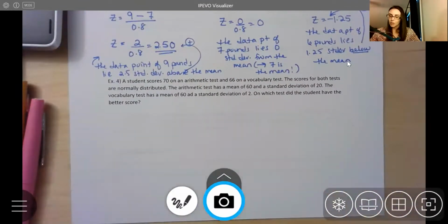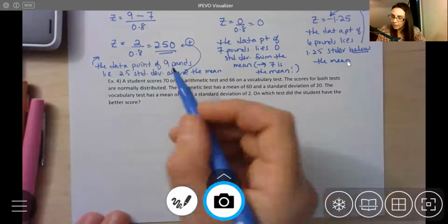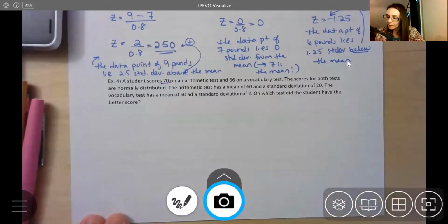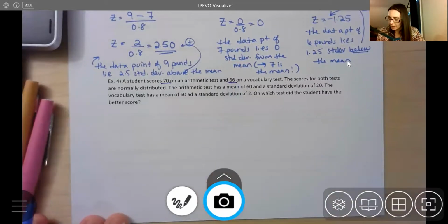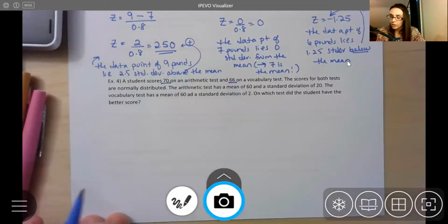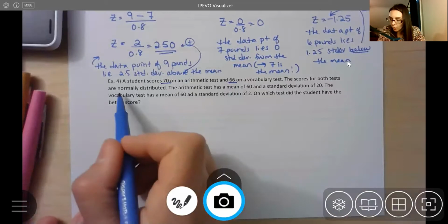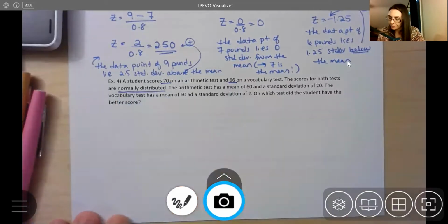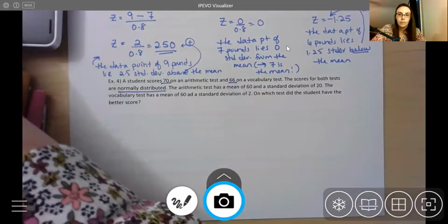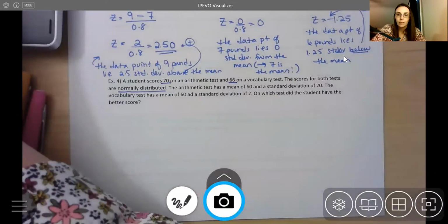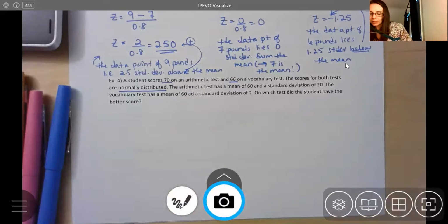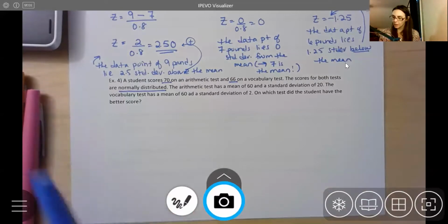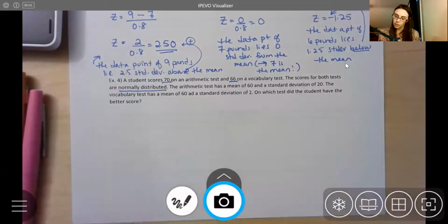All right, so a student scores a 70 on an arithmetic test and a 66 on a vocabulary test. The scores for both tests are normally distributed. So let's keep going. So a student scores 70 on an arithmetic test and 66 on a vocab test. The scores for both tests are normally distributed.